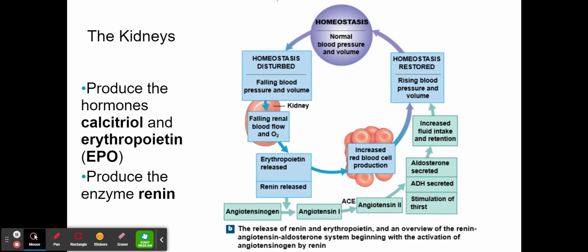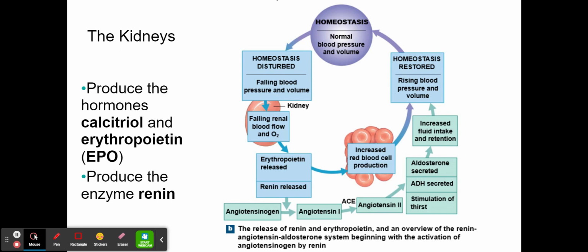Erythropoietin, or EPO, is a peptide hormone released by the kidneys in response to low oxygen levels in kidney tissues. EPO stimulates the red bone marrow to produce more red blood cells. The increase in the number of red blood cells elevates blood volume. Because these cells transport oxygen, this increase also improves oxygen delivery to the peripheral tissues.